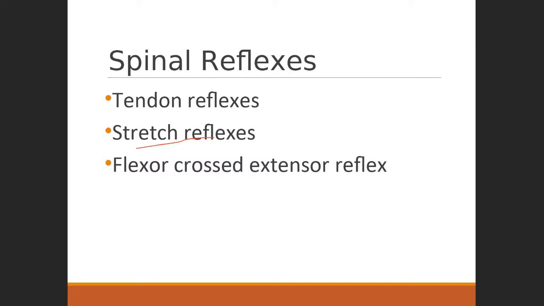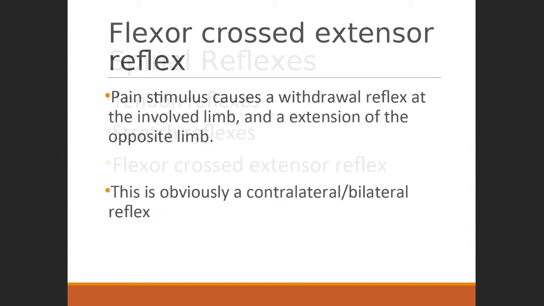Now, moving on to our more complex one. Flexor crossed extensor. We see a pretty dramatic pattern of muscle activity here. These reflexes will involve both sides of the body. It's a bilateral reflex, and it will innervate reciprocal muscle groups with alternating opposite actions. Reciprocal muscle groups, for example, bicep versus tricep, hamstrings versus quadriceps.